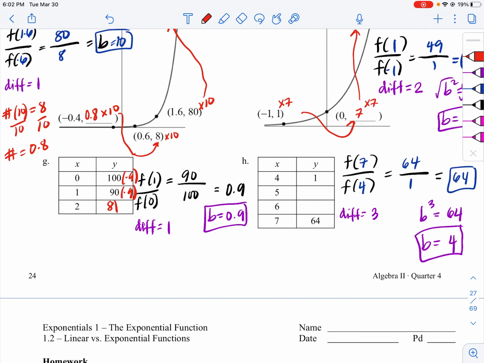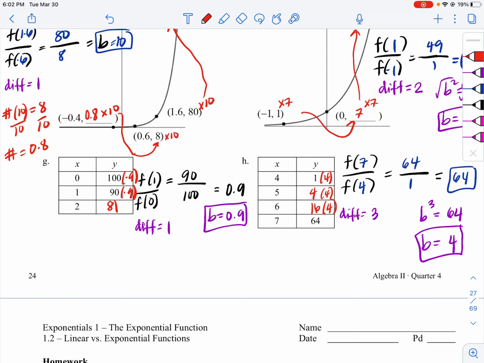So let's put 4. So this is 4. And then 4 times 4 again is 16. 16 times 4 is going to be 64. So the missing numbers are 4 and 16. Okay? There you have it.